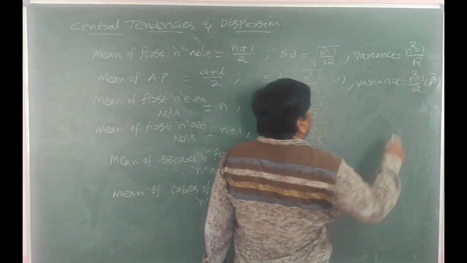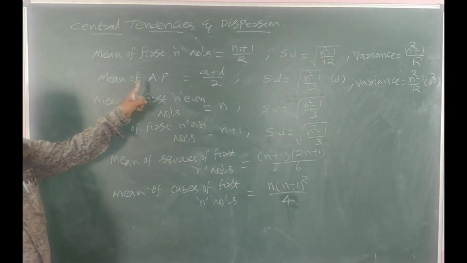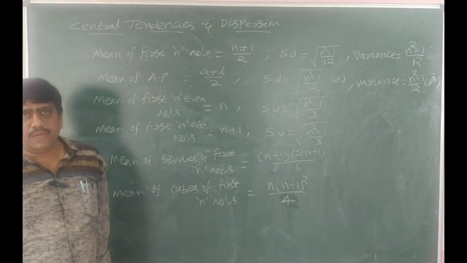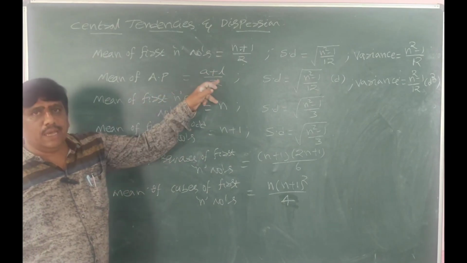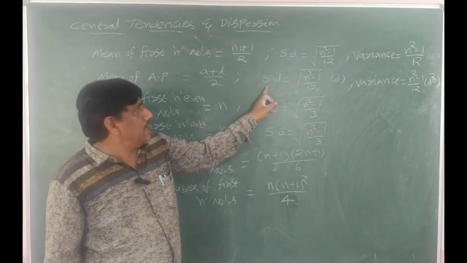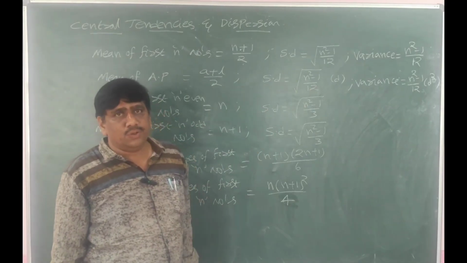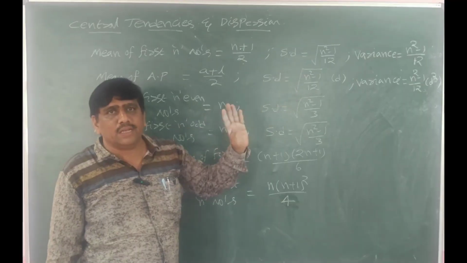Similarly, if the given series is in AP, the arithmetic mean is first term plus last term by 2, A plus L by 2. If the given series is in AP, the SD formula is directly root of n square minus 1 by 12 into d. That means the variance is n square minus 1 by 12 into d square, the square of SD.